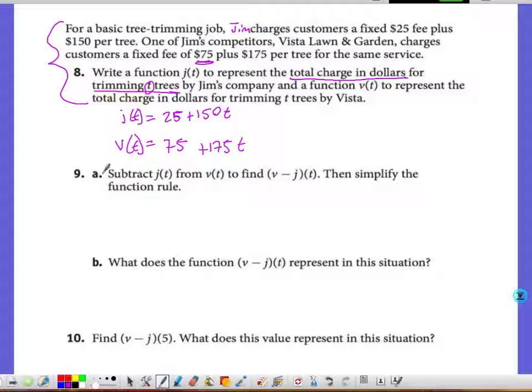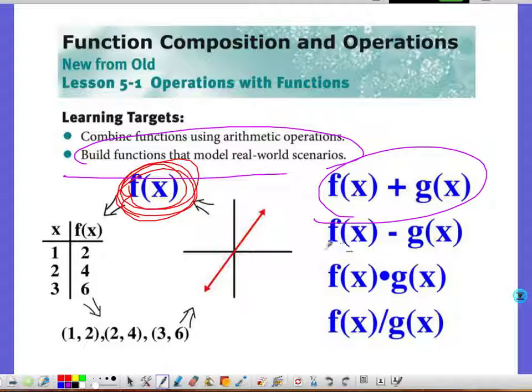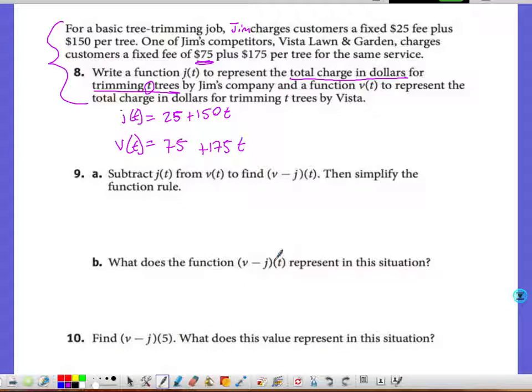Number 9, subtract j of t from v of t to find v minus j of t, then simplify the function rule. Okay, so now what we're going to be doing is subtracting functions. So let's take a look here. So we're taking v of t, and we're going to write that down first, and we're going to subtract j of t. And if you write them in this format, it's actually very simple.